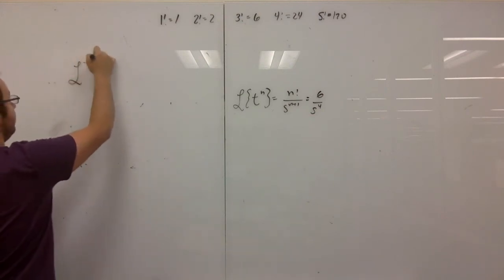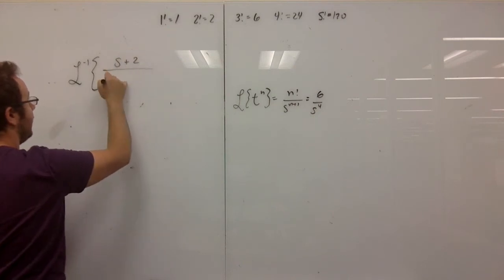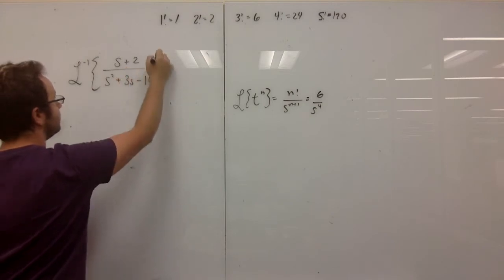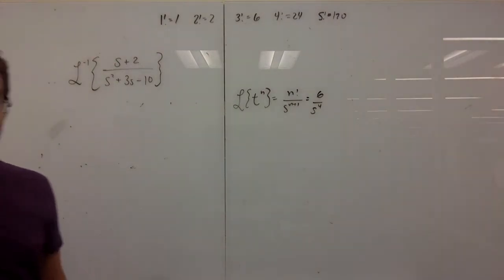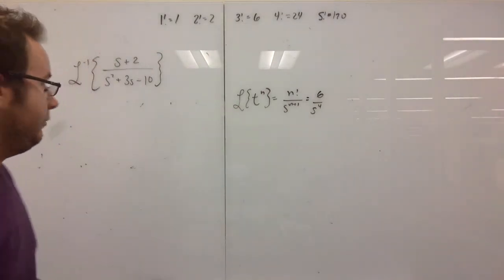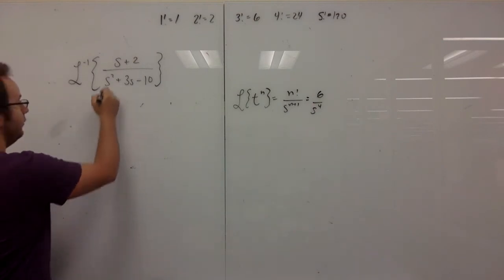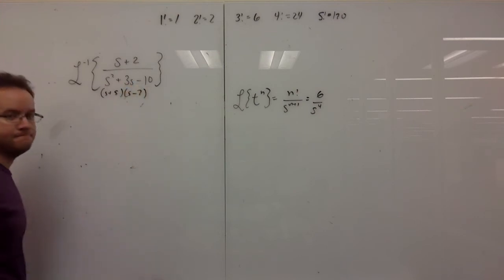The Laplace inverse of s plus 2 over s squared plus 3s minus 10. All right. First things first is to check to see if that denominator can be factored. Sure enough, s squared plus 3s minus 10 can be factored into s plus 5 times s minus 2. Okay?